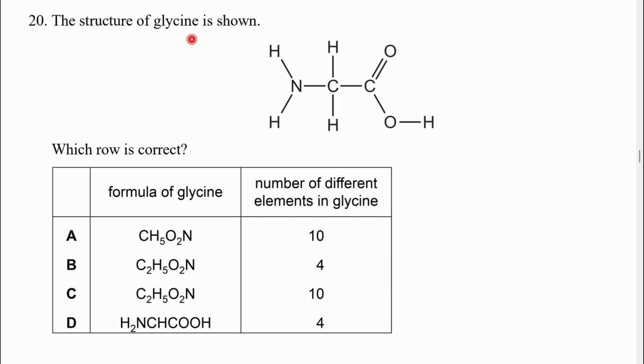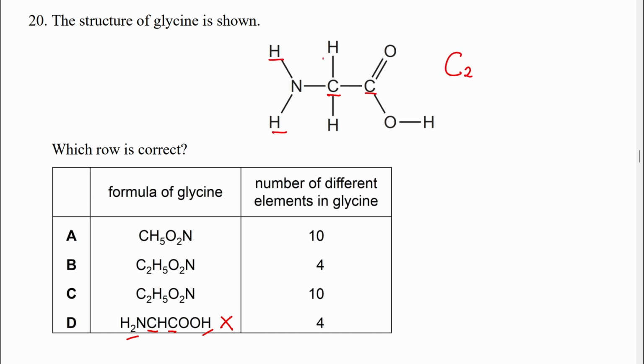Next question. The structure of glycine is shown. Which row is correct? So it gives us the formula and the number of different elements in glycine. Do you think option D is the formula? No, this is not the formula, right? Because to write the molecular formula, you have to name it one time. In here, you repeat C, and here is C again, and H2, and you just write H in here again, okay? So we just count how many C in here. 1, 2. So there are 2 C.